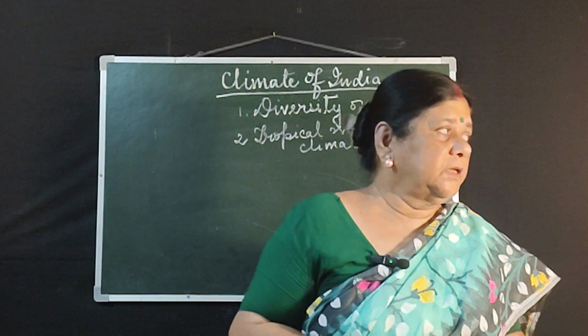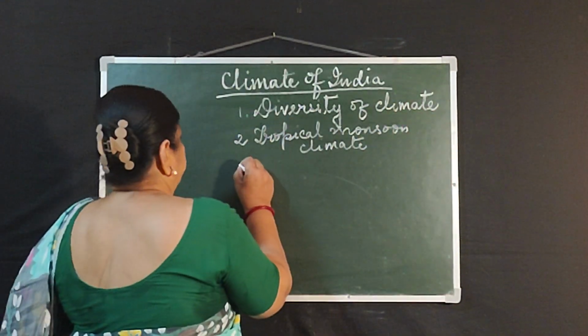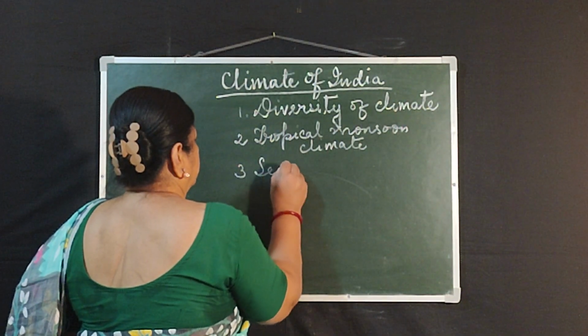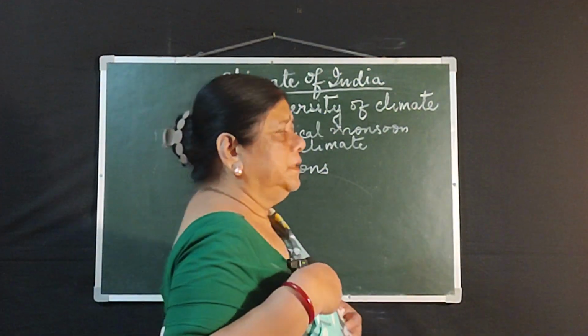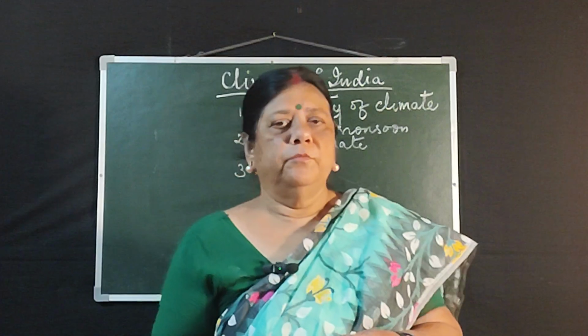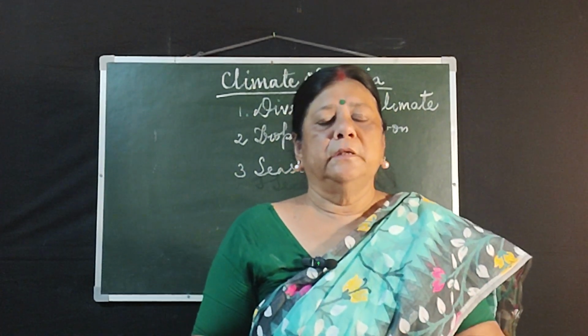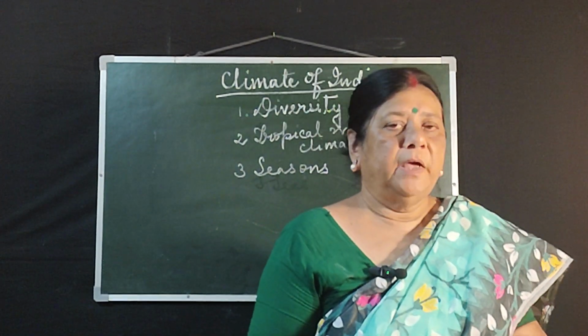And the third point, that is the seasons. India is divided into 4 seasons: the cold season, the summer season, and the rainy season, which is divided into 2 parts: the arrival of the monsoon and the retreating monsoon.